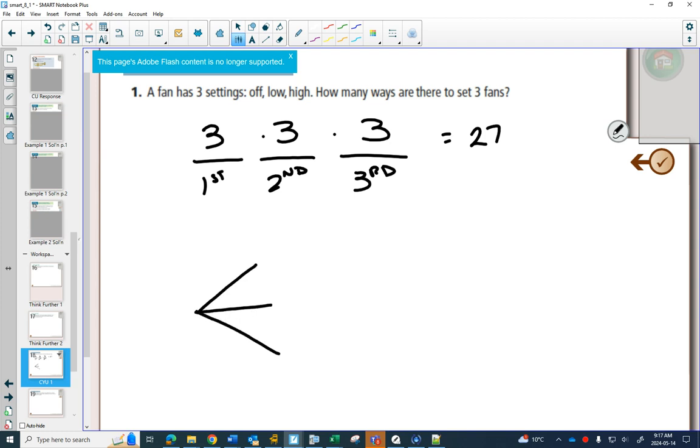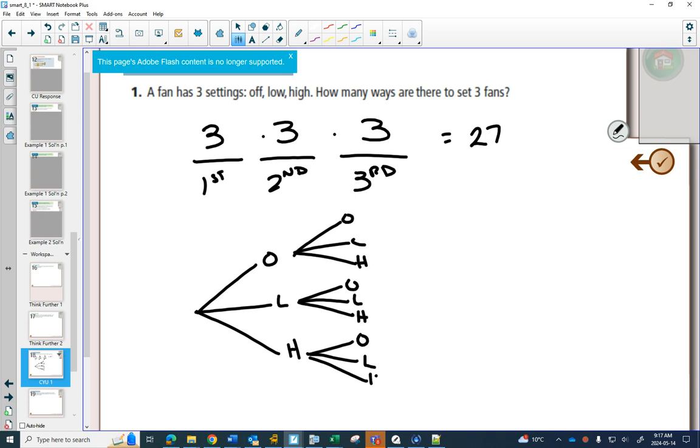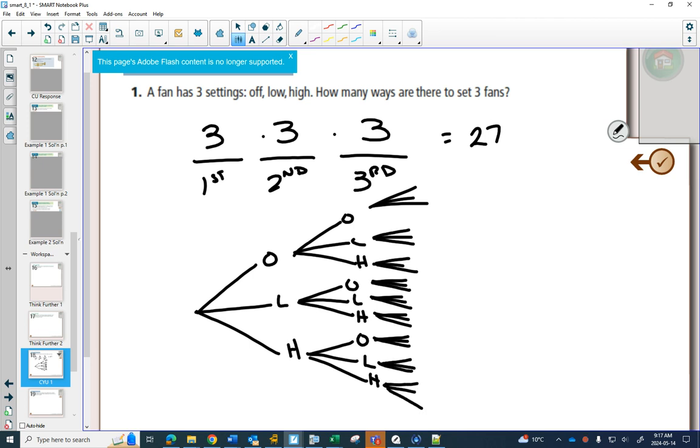Now, a way of organizing this is a tree diagram, where each of your decisions can have branches. So our first fan has three branches. It's either off, low, or high. Then, once you've decided what you're going to do with your first one, if you chose it to be off, now for your second one you have three choices, and three choices. Then it's off, low, and high, off, low, and high, off, low, and high. Then on your third one, again, you have three choices off of each of these. This is a little annoying, and you can see why the spaces method is preferred.